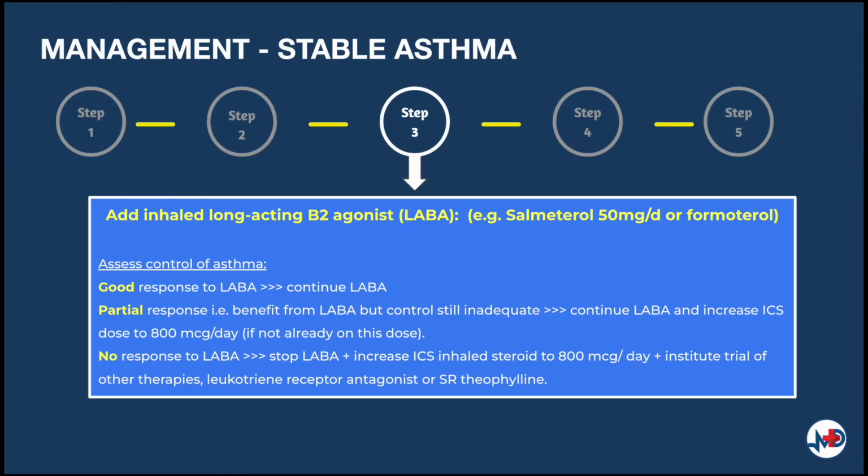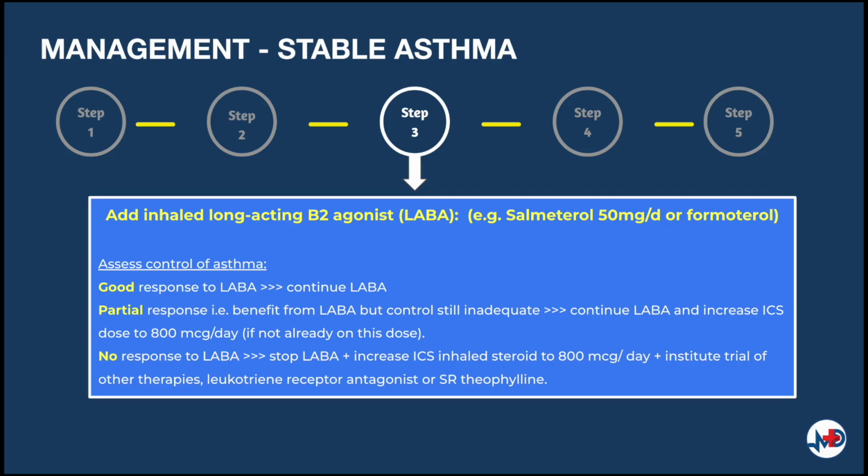The next step up would be adding an inhaled long-acting beta-2 agonist or LABA, for example, salmeterol or formoterol. You may want to assess the control of asthma, and if there's good response to LABA, you may continue the LABA therapy. If there's only partial response, they may still benefit from this therapy, but control is still inadequate. You may continue, however, increasing the inhaled corticosteroid dose to 800 micrograms a day if the patient is not already on this dose. If there's still no response to LABA, you may want to stop the treatment.